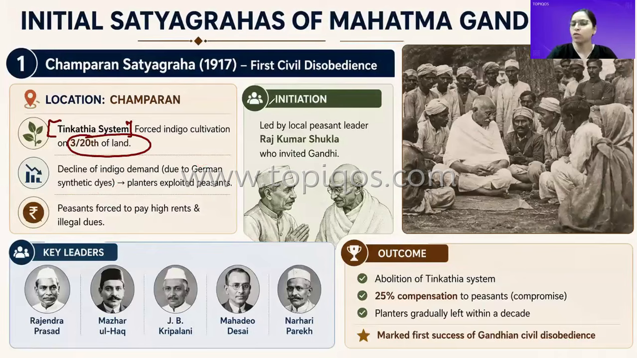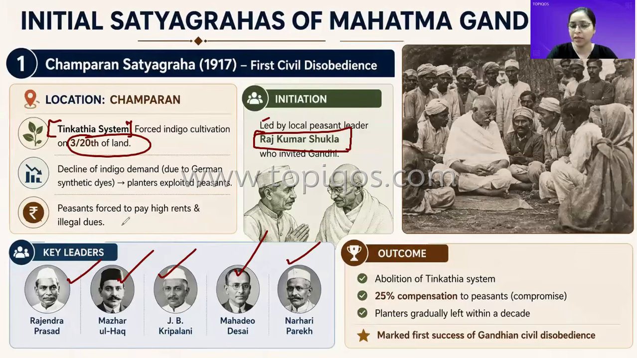Now, there was a local peasant from this area whose name was Rajkumar Shukla. Rajkumar Shukla got the news that Gandhi had come to India and was touring the entire nation. So he went to meet Gandhi and invited him to come to Champaran and see the condition of the people there. So Gandhi came there, accompanied by personalities like Rajendra Prasad, Mazharul Haq, Kriplani ji, Mahadev Desai and Narhari Parekh.